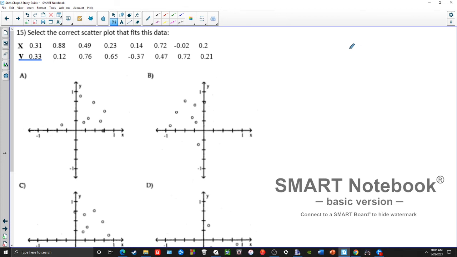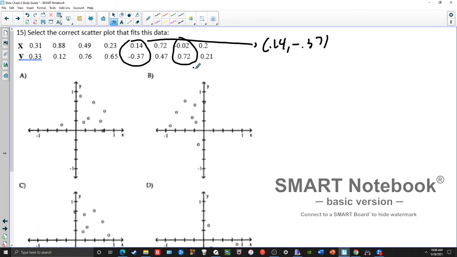And the special points here are these two, because you notice these are the only points with negative numbers. So if I can find out which graph got those right, that's probably the graph I want to go with. So which graph got those points right? So this point right here, I'm going to write them in more typical format. This is 0.14 comma negative 0.37. And this right here is negative 0.02 comma 0.72.